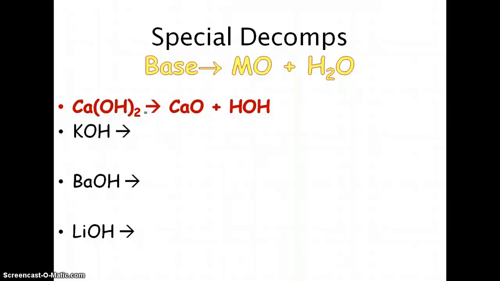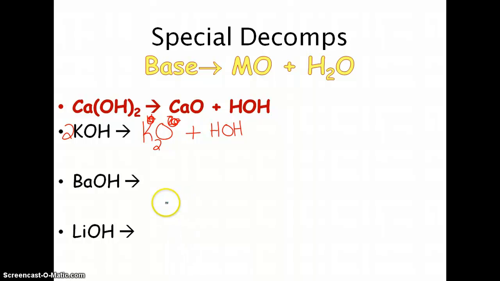Okay, all right, so KOH would break into KO, and then you would need to balance. So you got 1 plus 2 minus. So that'd be K2O plus HOH. All right, and then to balance, just throw a 2 right there.